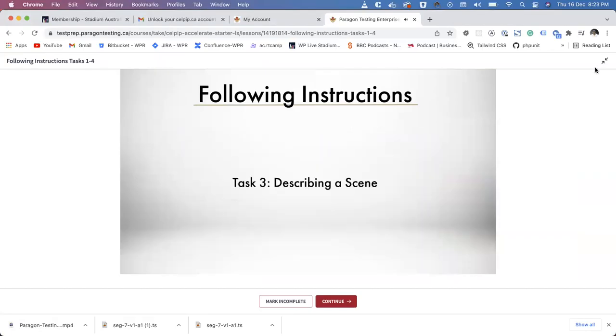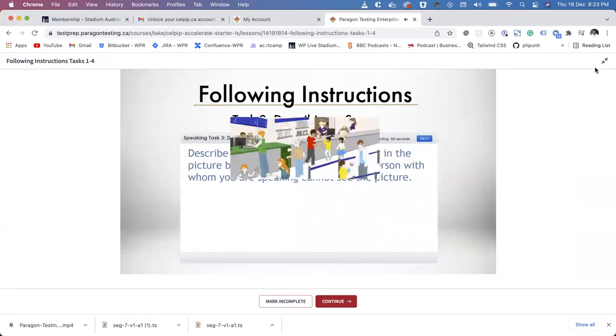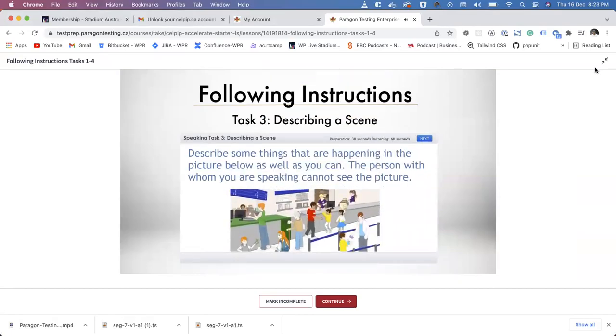This one is from task 3, describing a scene. Here the instructions read, describe some things that are happening in the picture below as well as you can. The person with whom you are speaking cannot see the picture.